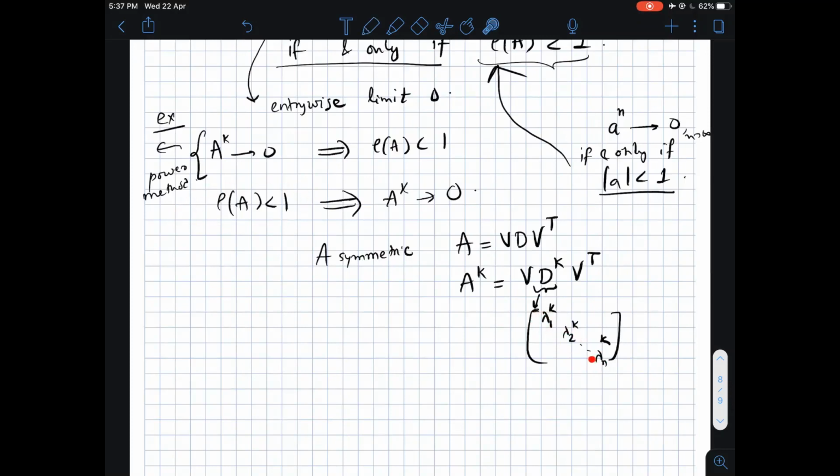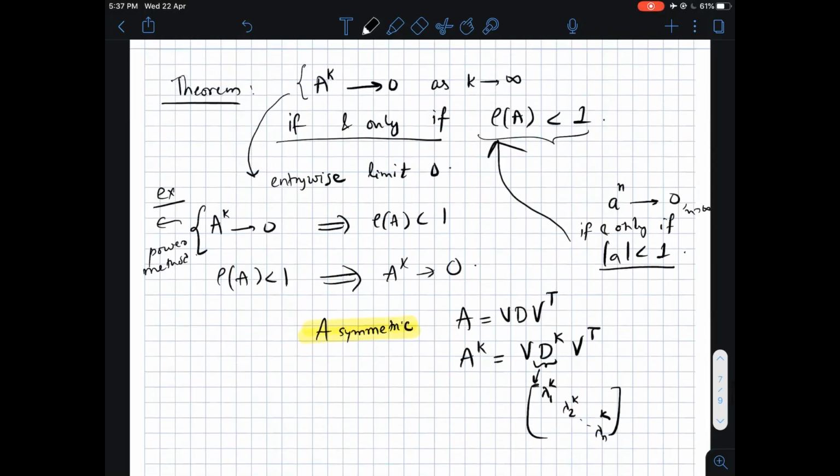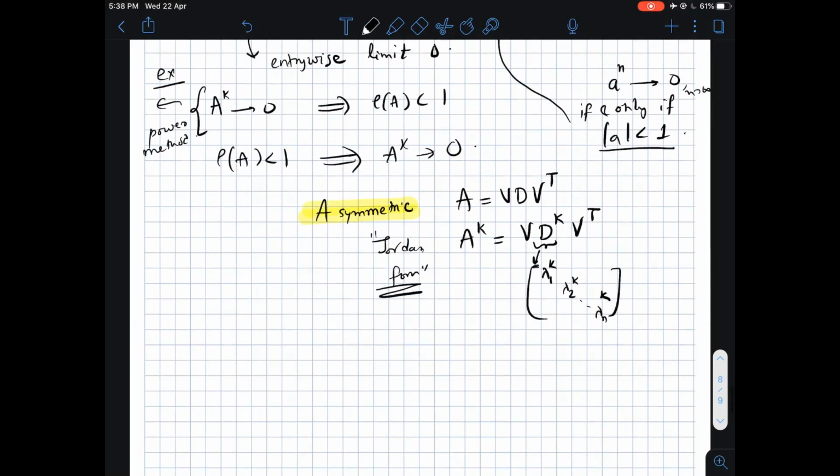Now we are saying that the spectral radius is less than 1, which means all these eigenvalues have absolute value less than 1. They are between minus 1 and 1. It's a symmetric matrix here, so eigenvalues are all real numbers between minus 1 and 1. So when you take the power of k, as k goes to infinity, all of these will go to 0. So this whole matrix in between will go to 0, meaning all the entries of A to the k will go to 0. That proves this part. Of course, I have only proved it when A is symmetric. When A is not symmetric, you can also give a proof. That is actually very similar, but for that we need the Jordan form that I referred to earlier.